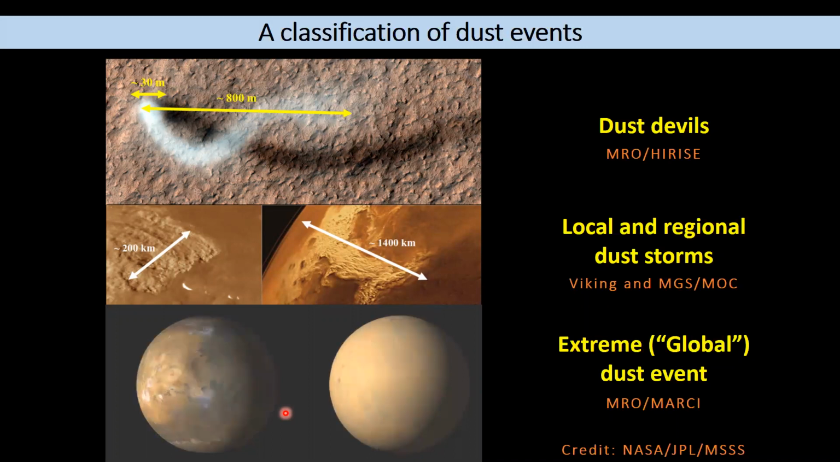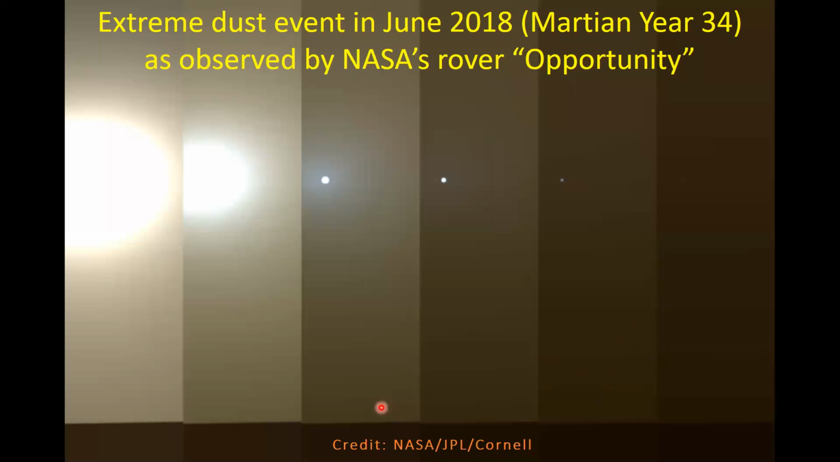These are events that basically cover the entire planet in dust, and last for many sols, like a few hundred sols. You see the difference here: when all the features of Mars were clearly seen, and then a few sols after, the entire planet was covered in dust. This was the last extreme dust event.